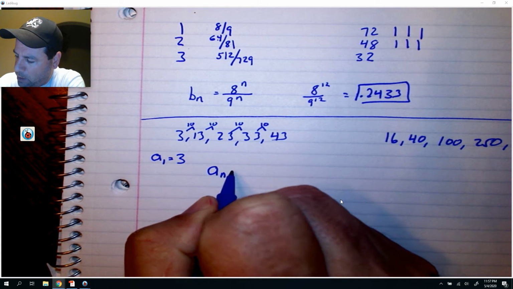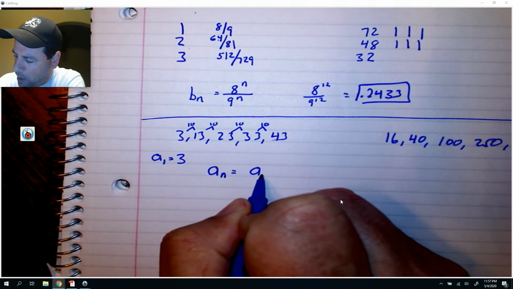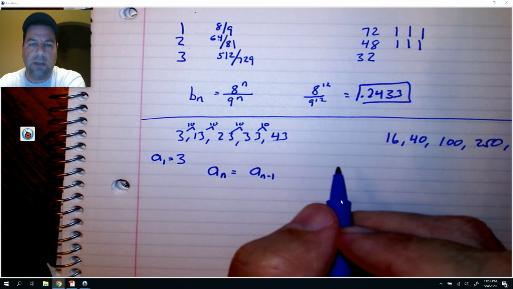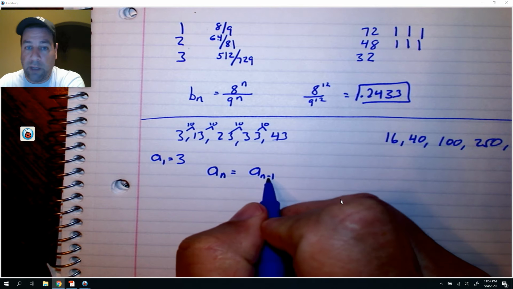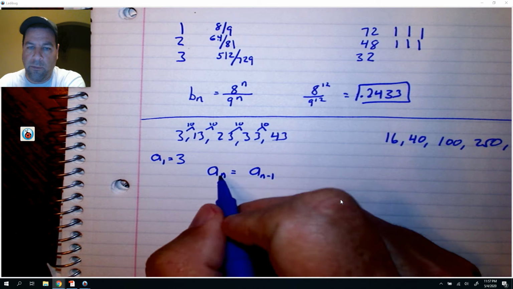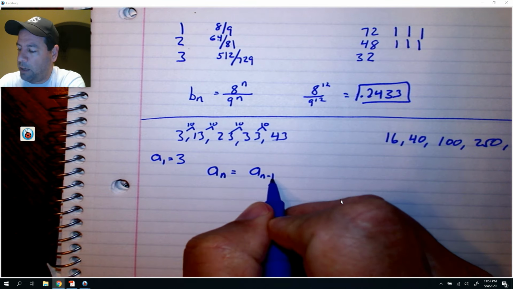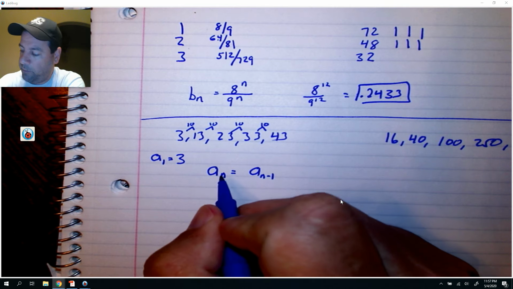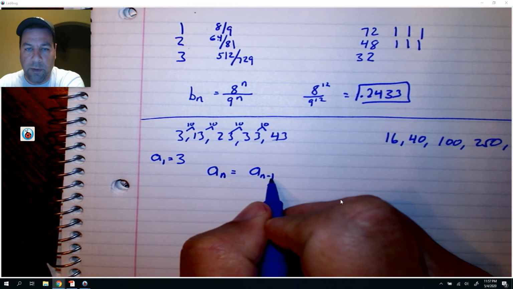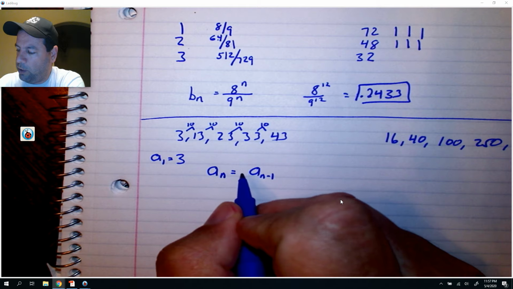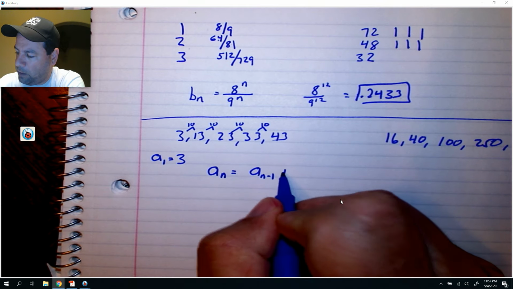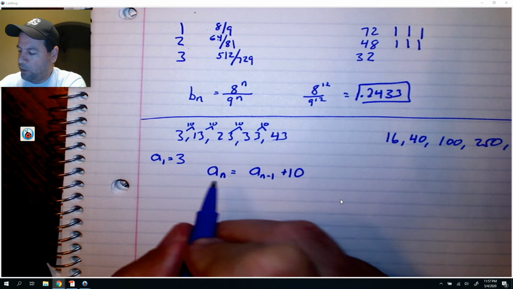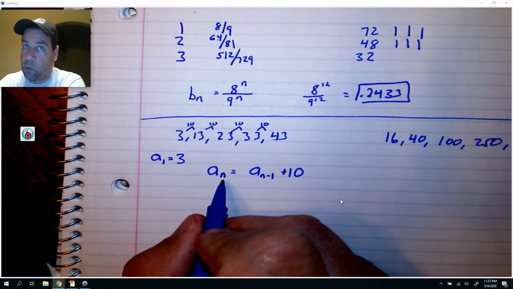A sub n is equal to a sub n minus 1. We're always going to do that, okay? This is always telling me I'm taking the previous term. So if this is a sub n and this is a sub n minus 1, that's the previous term. So if this is 6, this is going to be the fifth term. If this is 8, this is going to be the seventh term. Okay, well, what are we doing to that previous term? Well, all you're doing is adding 10 to it. So if I want the 8th term, well, first I got to figure out what the 7th term is.